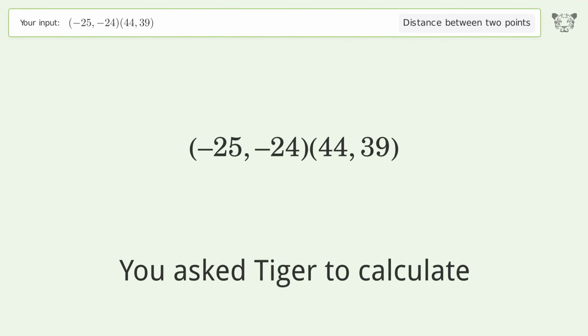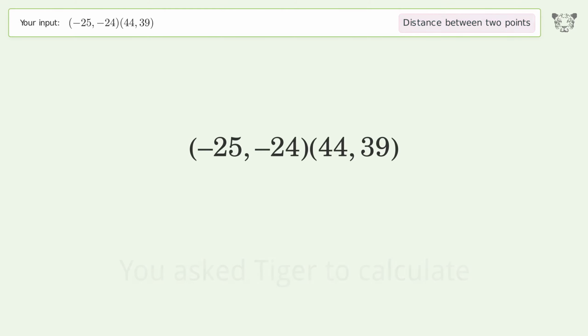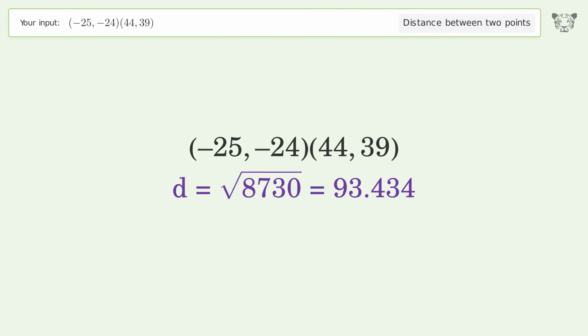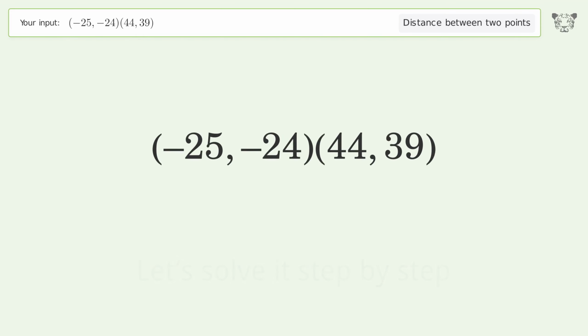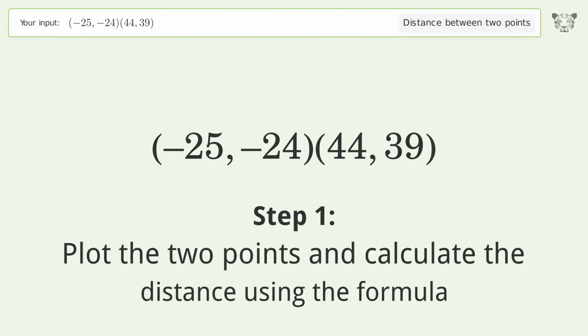You ask Tiger to calculate. This deals with the distance between 2 points. The distance between the 2 points is the square root of 8,730, or 93.434. Let's solve it step by step. Plot the 2 points and calculate the distance using the formula.